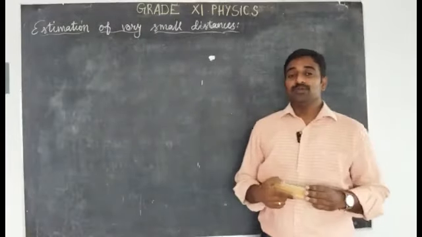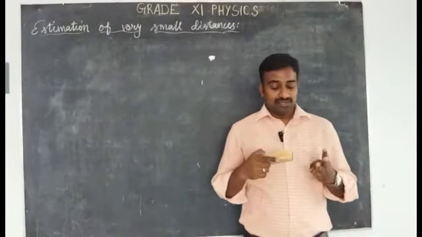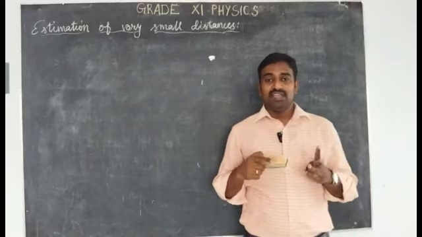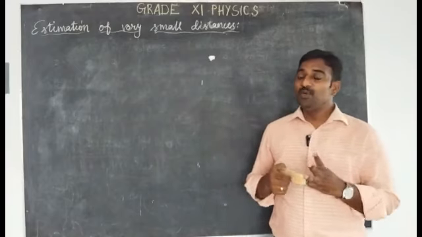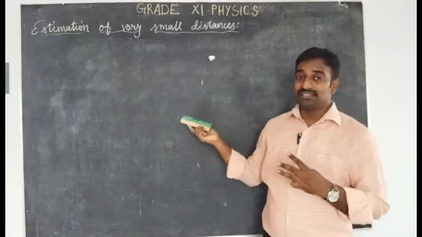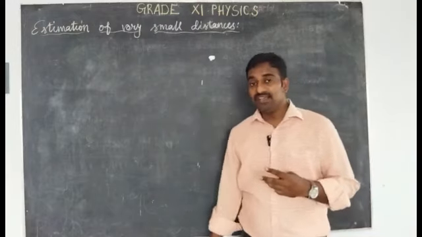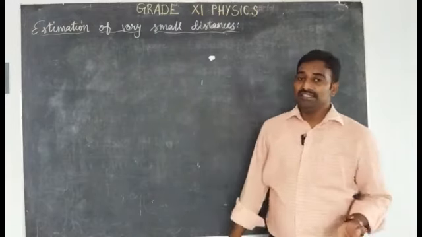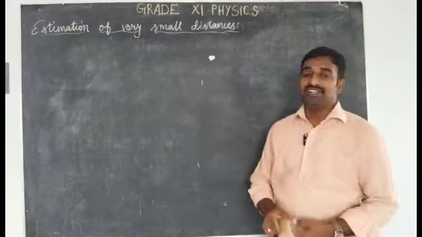For these three fundamental quantities, we are going to see, like length, mass, time, in both, how to estimate the larger distance and how to estimate the smaller distance. Last class we had discussed how to estimate the larger distance. Now, estimation of very small distance.